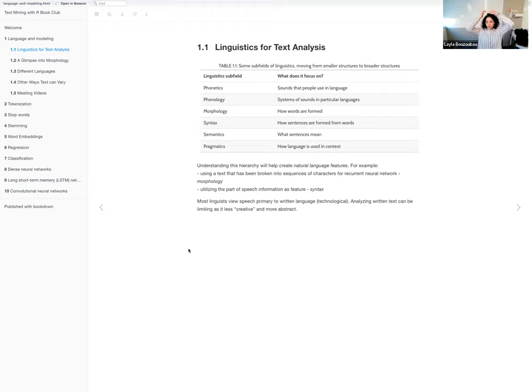So all of these subfields are very important, except for the first two, because they're more for acoustics, for speech. But everything else, morphology, semantics and pragmatics, I think are going to play a huge role. Right. Yeah.